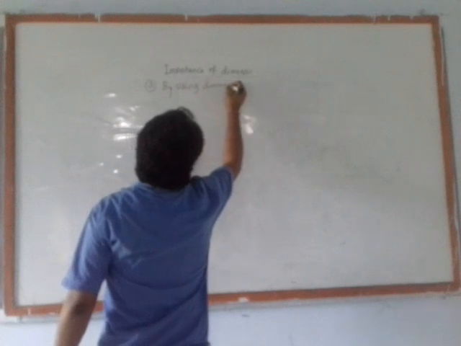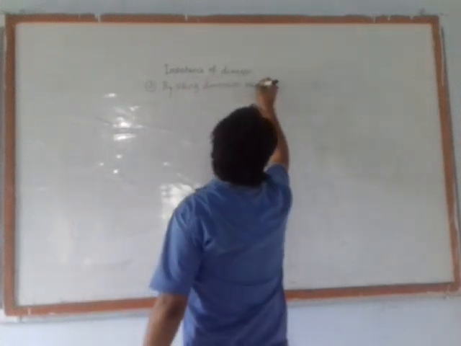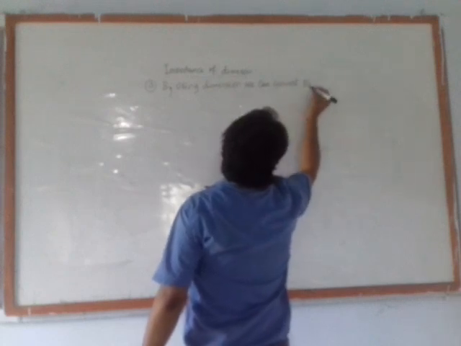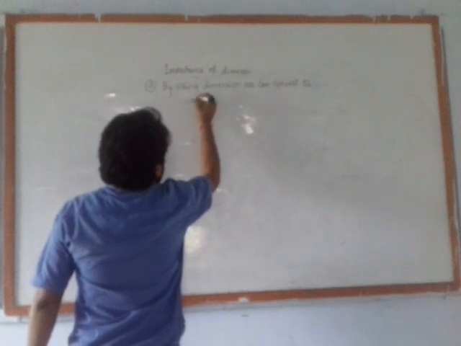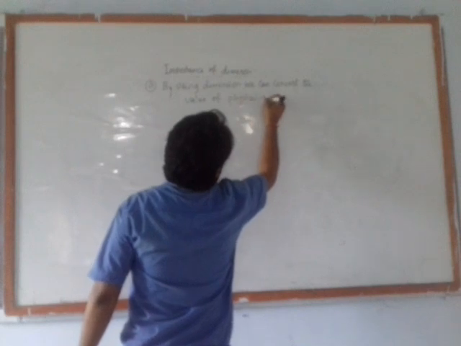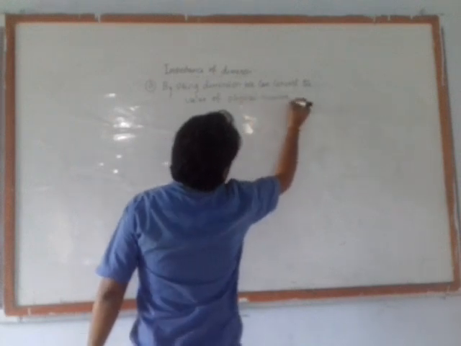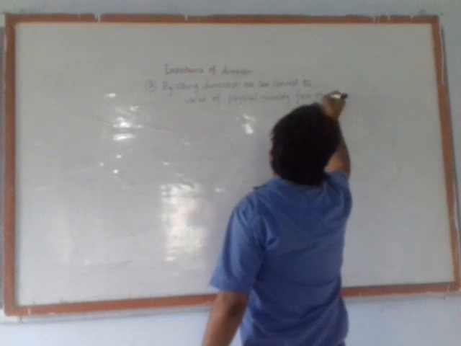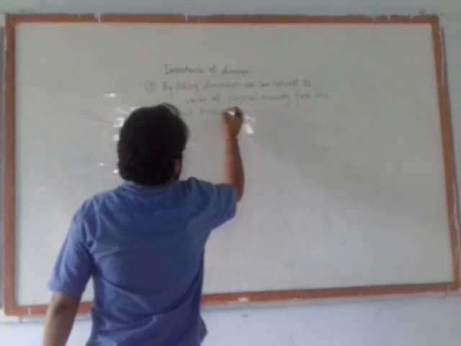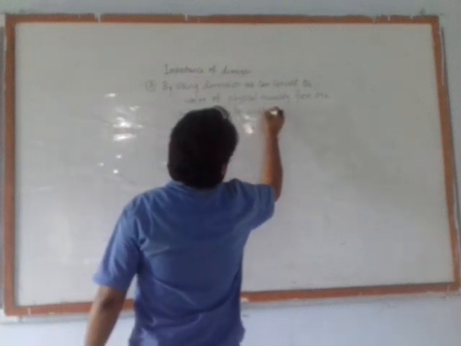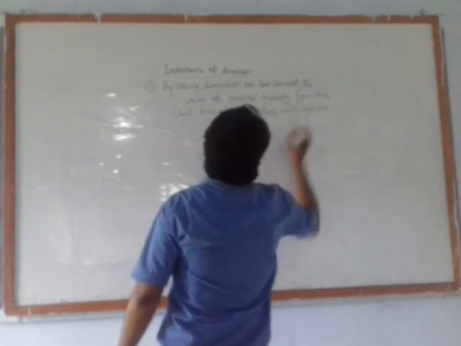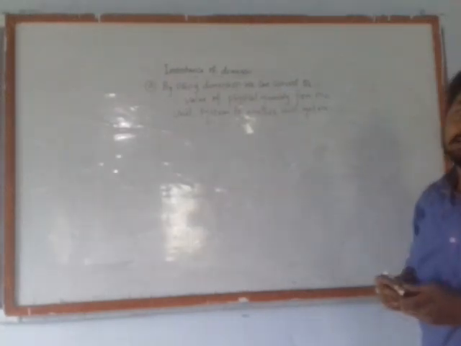dimension we can convert the value of a physical quantity from one unit system to another unit system. Means we can take the value from one unit system to another unit system.